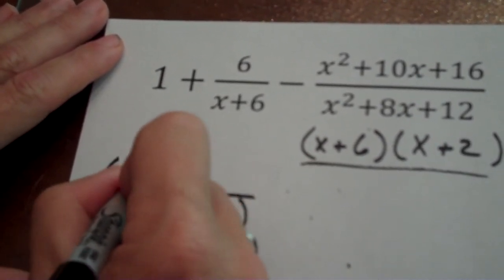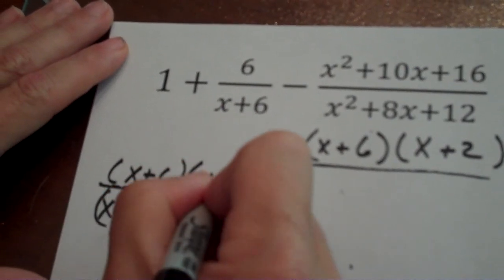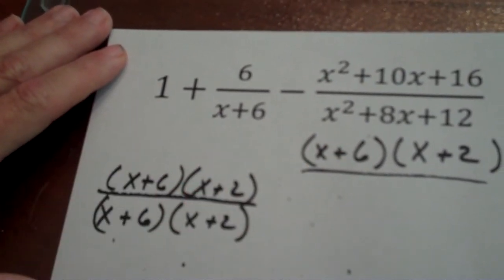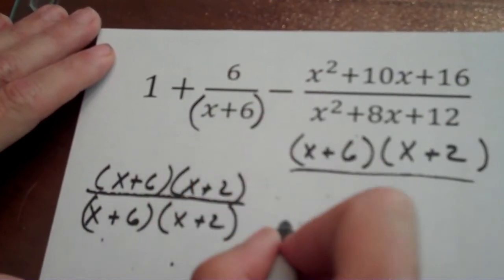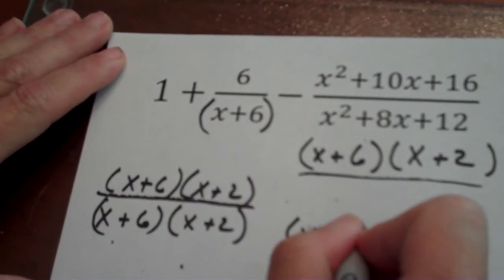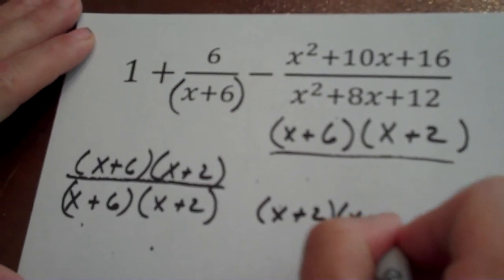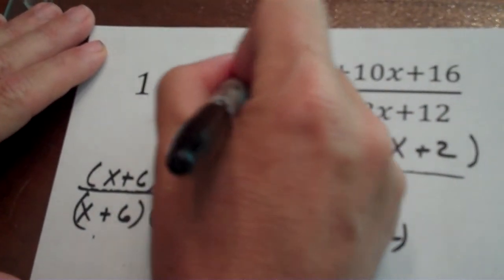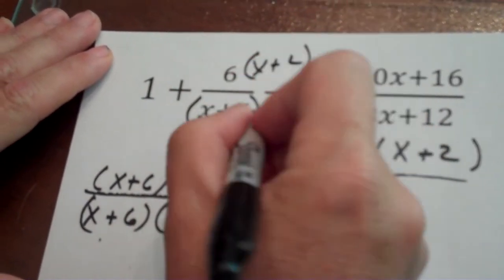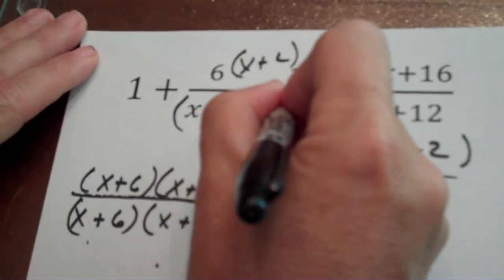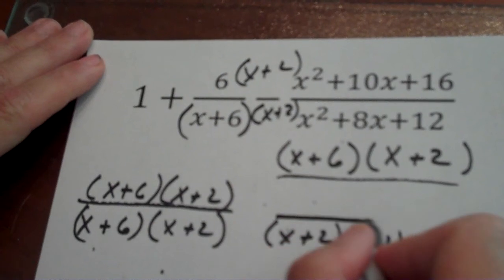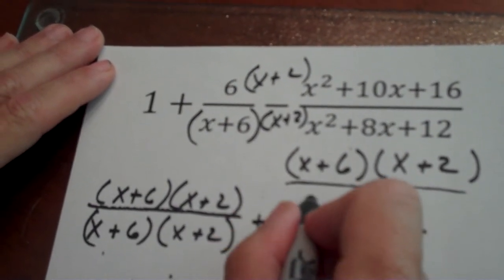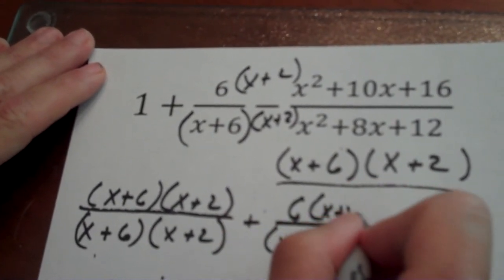Top would be exactly the same thing, right? Because it equals 1. This bad boy here, I've got my x plus 6, but I need to have that x plus 2. So I'm going to have to multiply top and bottom by x plus 2. Let me squeeze it in there for you. What does that give me? Well, for right now, I'm just going to write it this way.